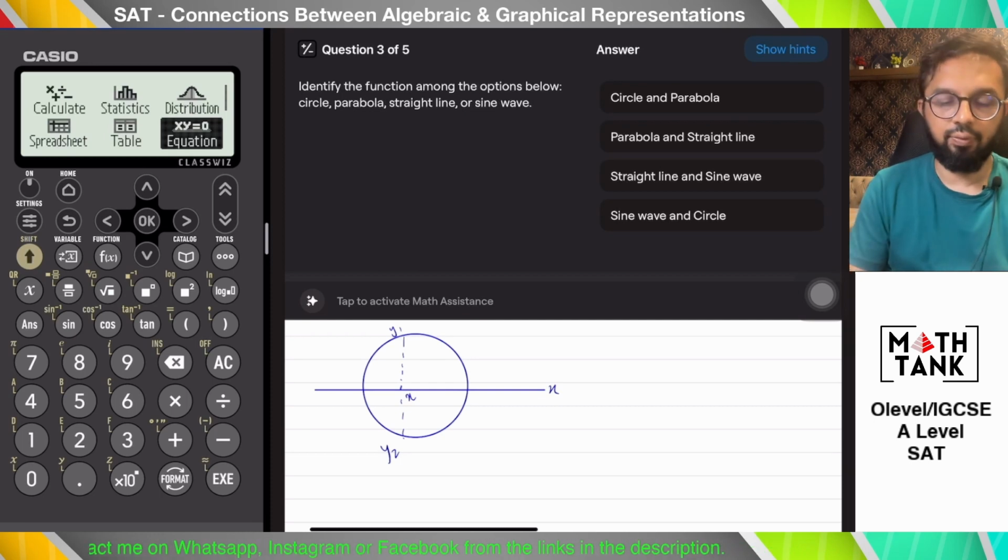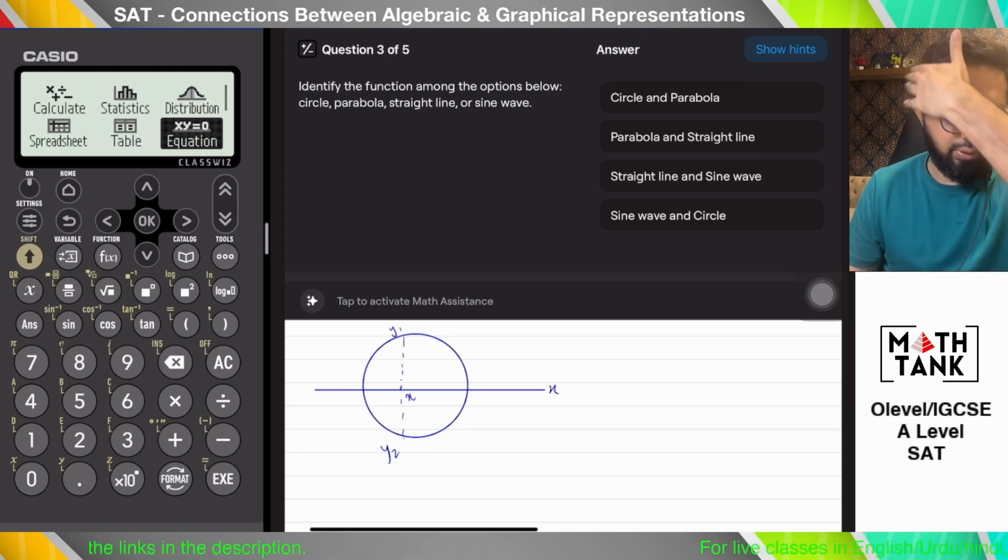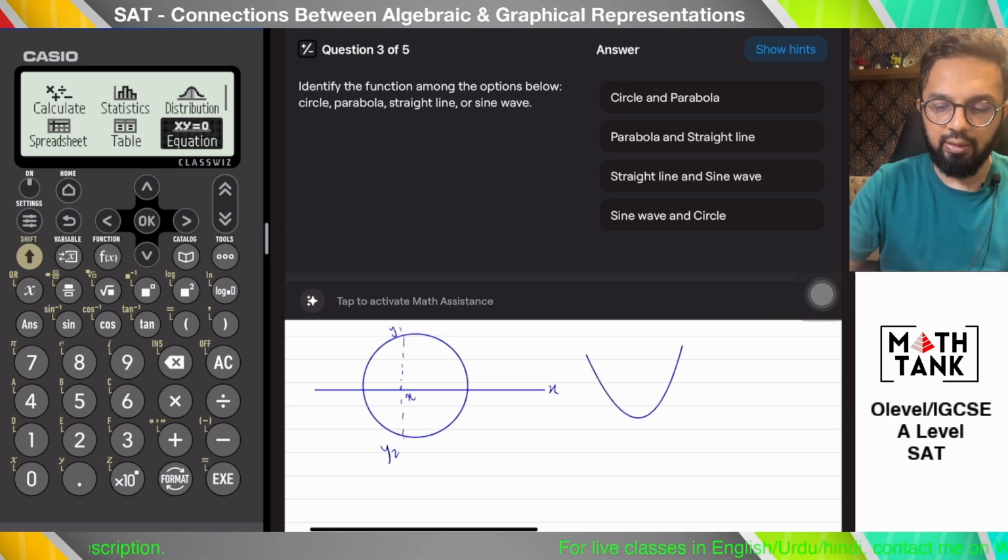Okay, so for each value of x, you have two values of y. So that is not a function. A parabola looks like this. So that is a function.